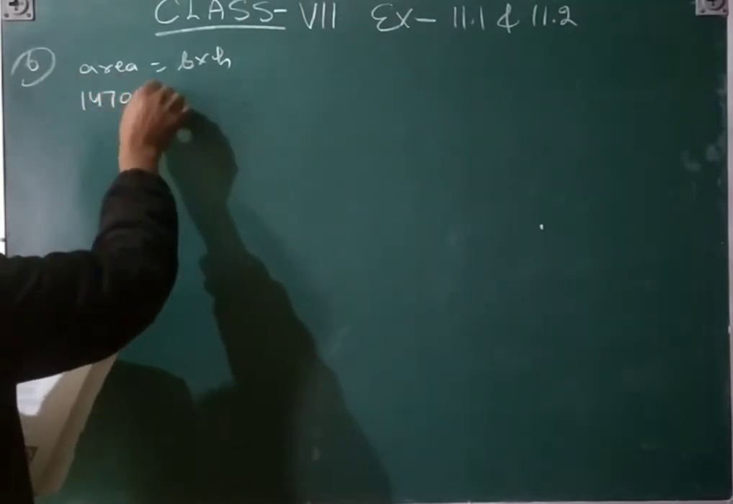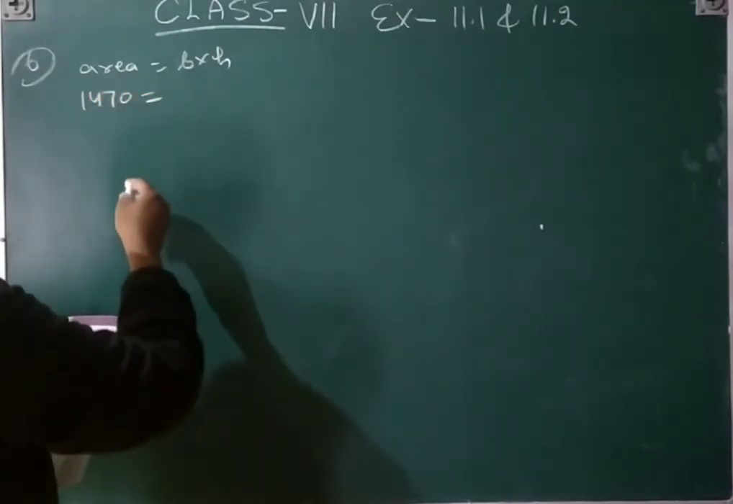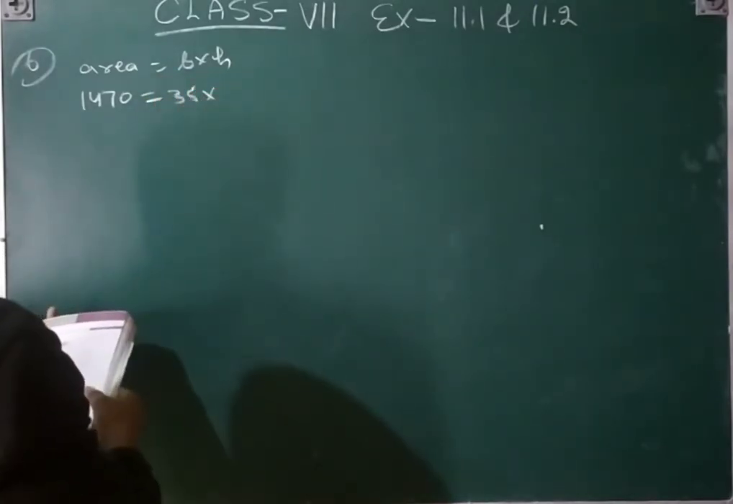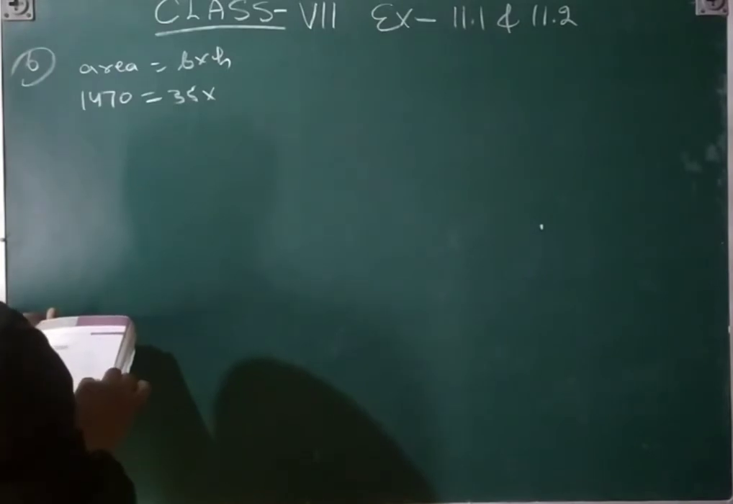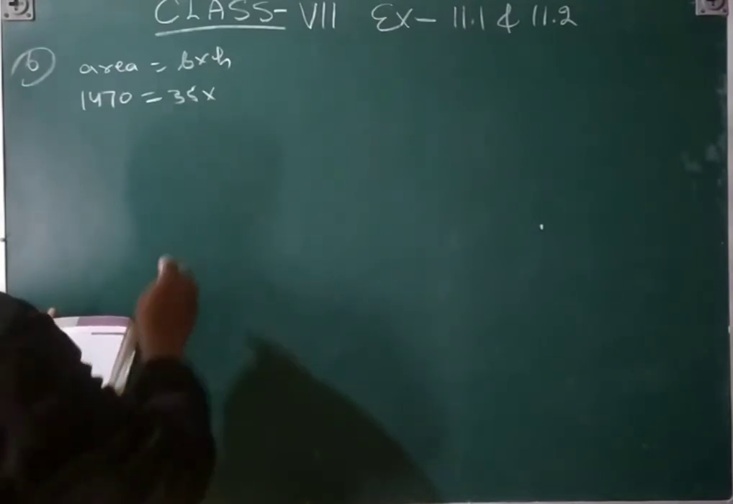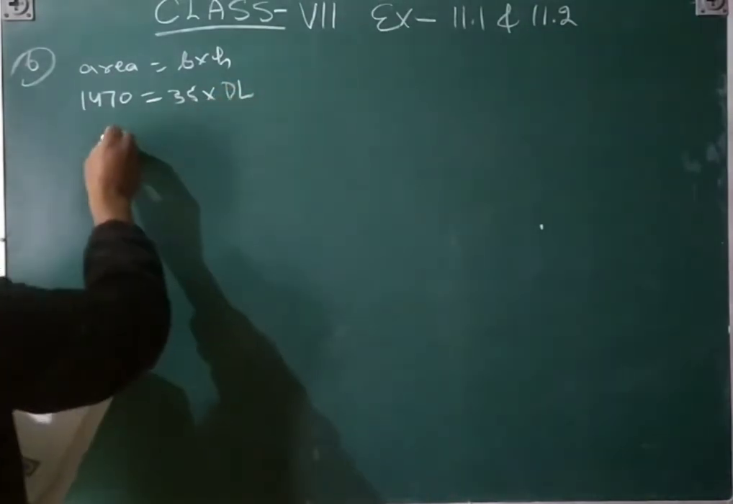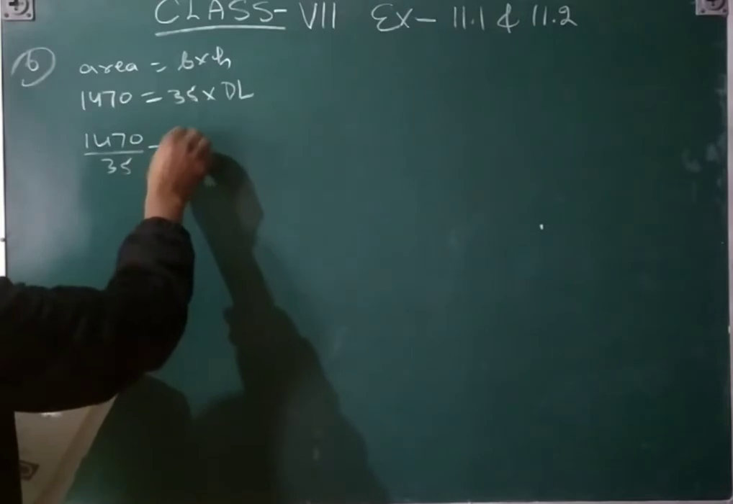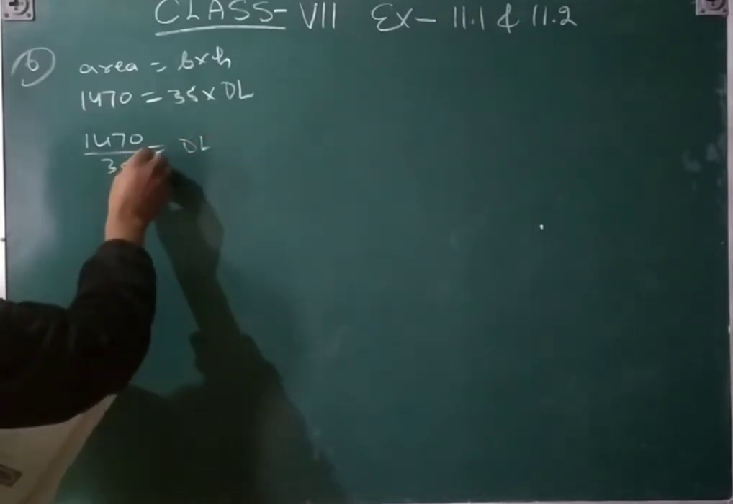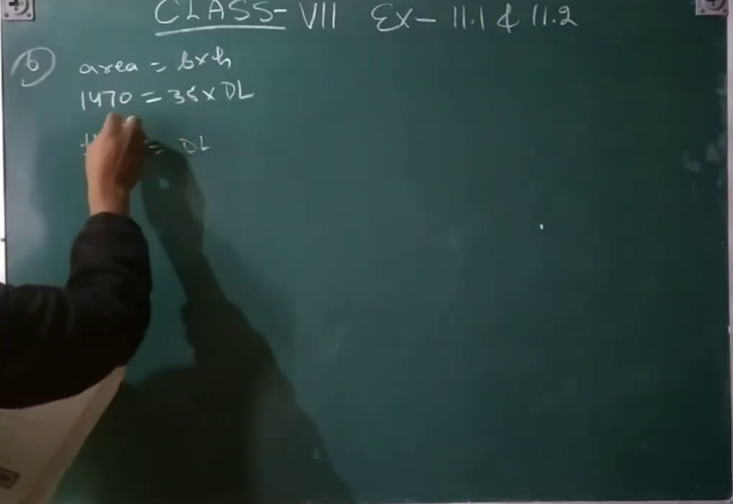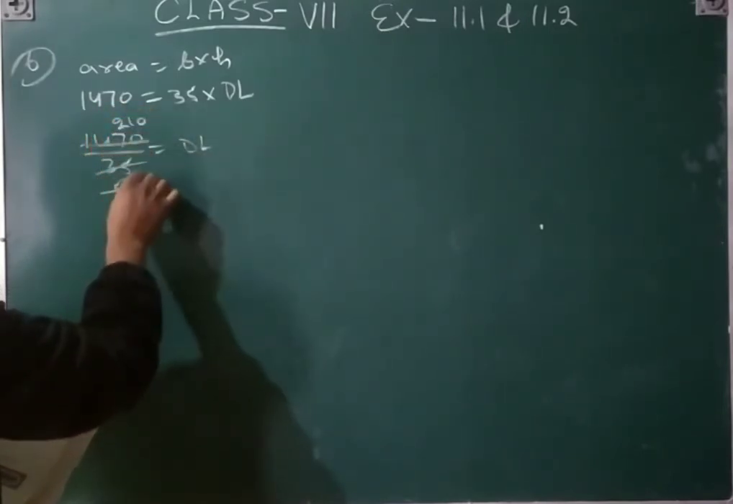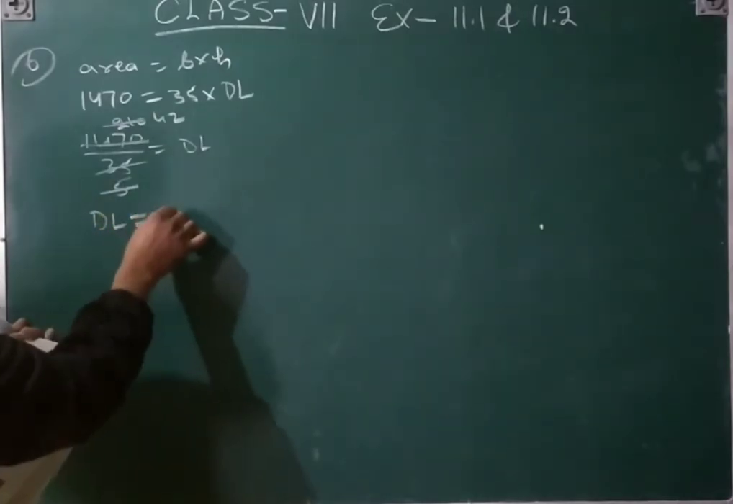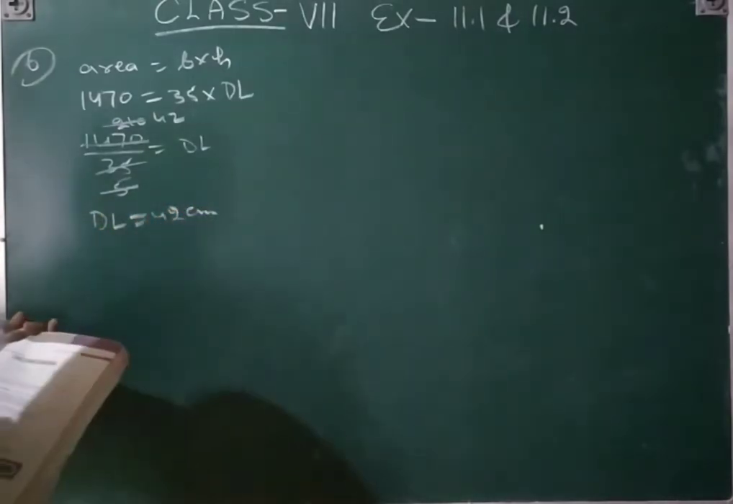So area is given there, that is 1470 is equal to the base, given 35, into height. We have taken the base AB, so we will find the height DL. So 1470 upon 35 is equal to DL. So cancel by 7, 7 5s are 35, 7 2s are 14, 7 1s are 7, and then cancel by 5, 5 4s are 20, 5 2s are 10. So DL is equal to 42 centimeter.